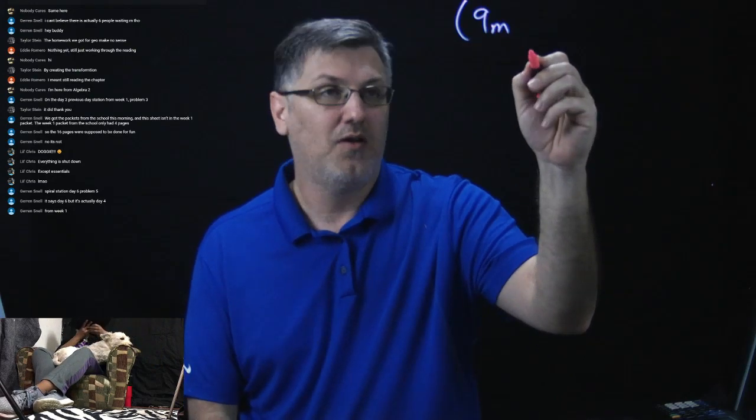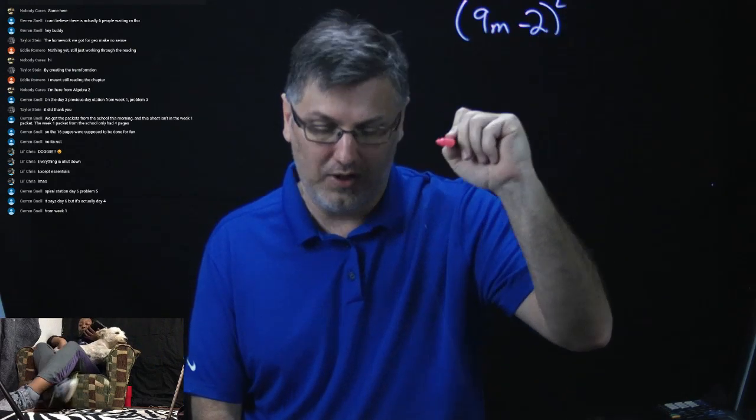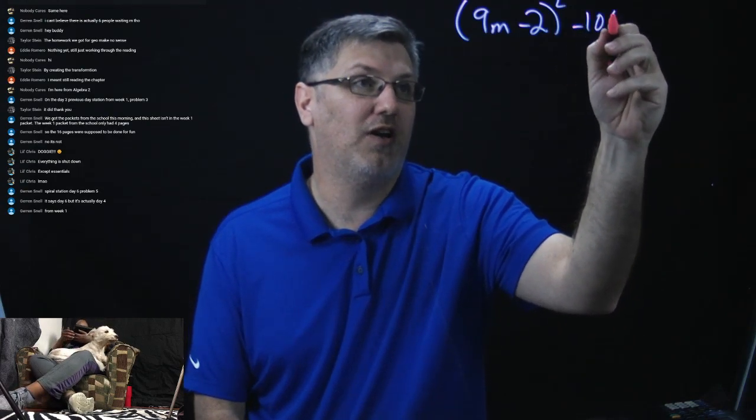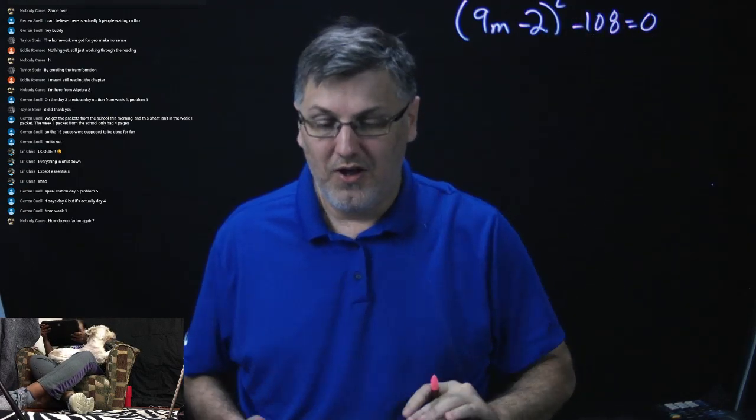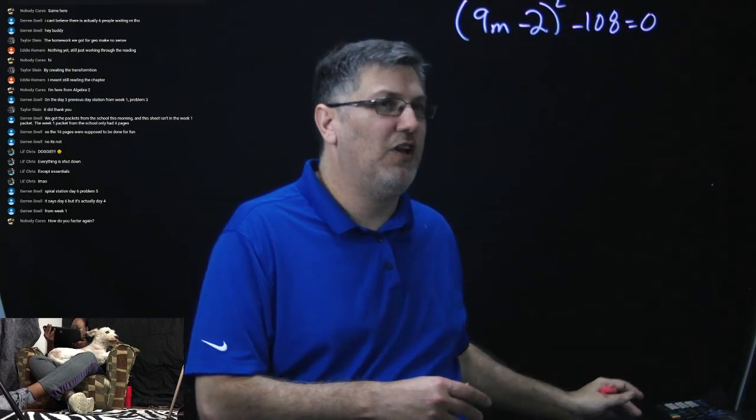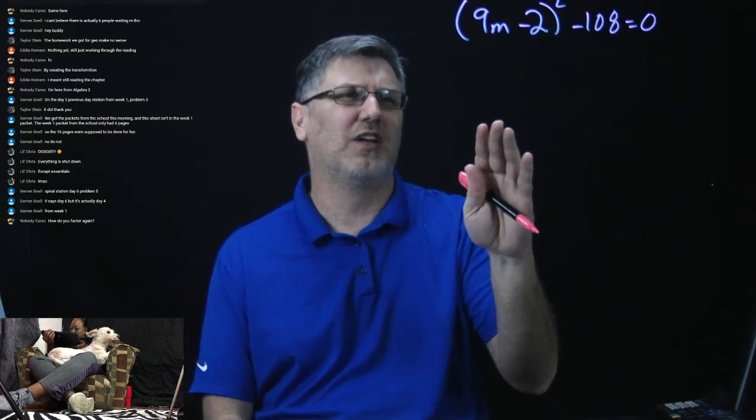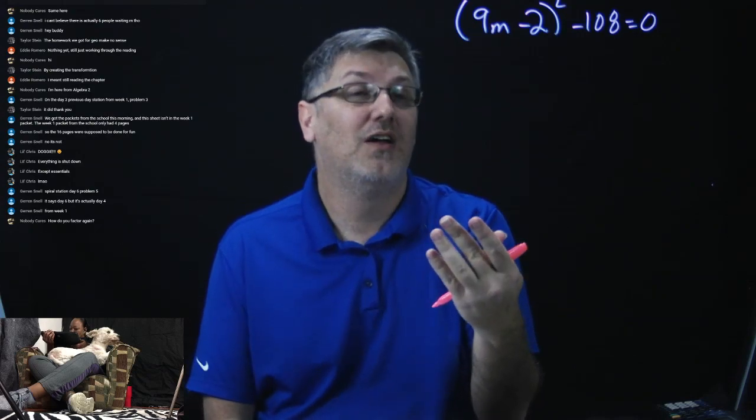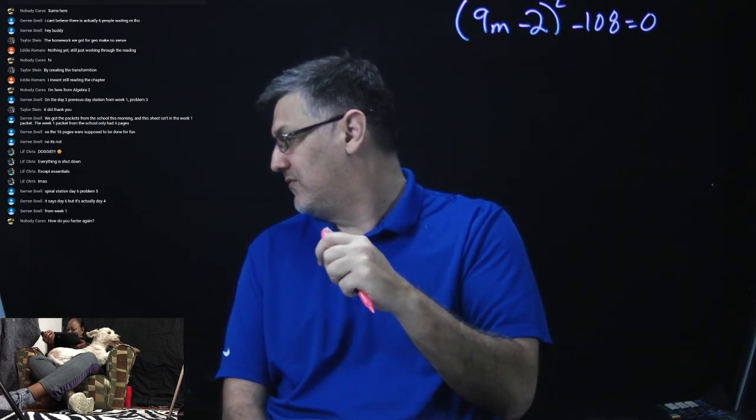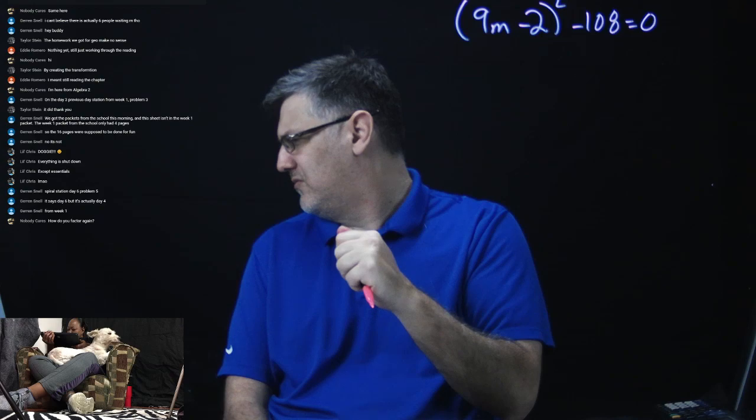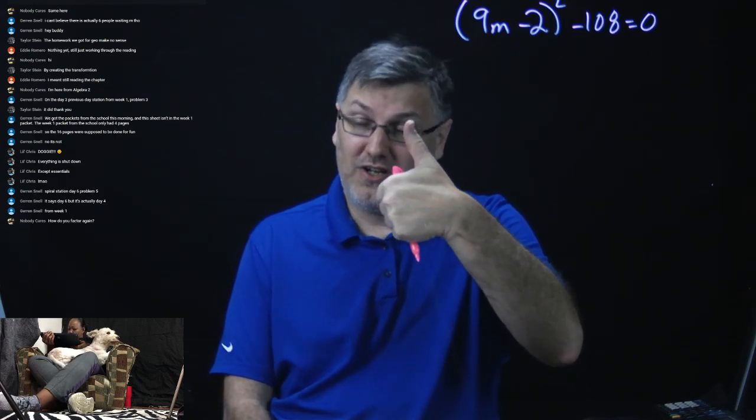The equation is 9m minus 2 squared minus 108 equals 0. All right, so this is written kind of in a unique way. I could do all types of different things to this, but I'm just going to do PEMDAS. No, wait, hold on. It says day 6, but it's actually day 4 from week 1. Yeah, I got you. Okay.